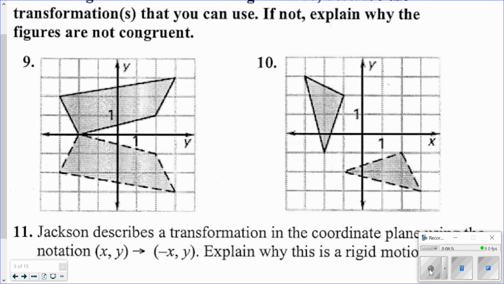Are these figures congruent, yes or no? Well, the answer is yes, they are the same shape and size. So what rigid motion would be used here? This would be a reflection. They are a mirror image. And it would be a reflection over the x-axis.